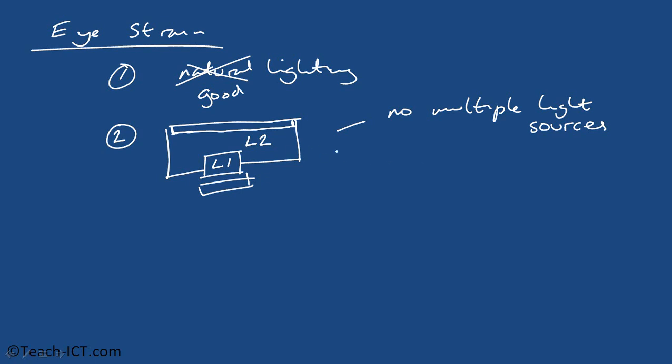So what you want to make sure is that if you are going to have a computer by a window, the blind can be rolled down so light source 2 can disappear. You don't want 2 light sources on the eye.